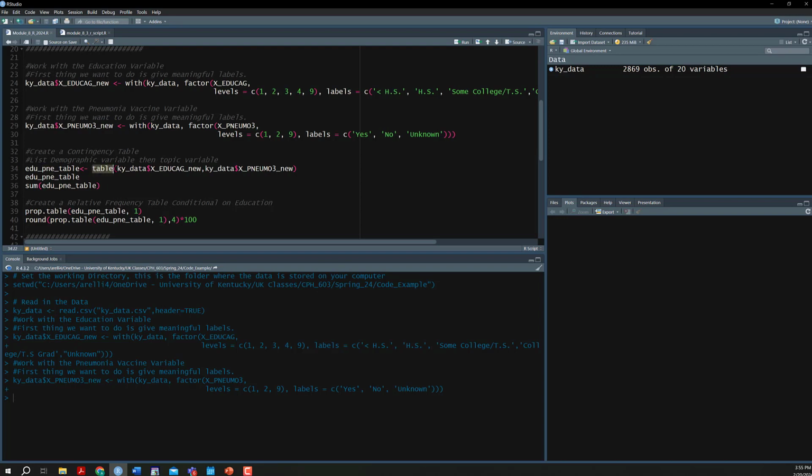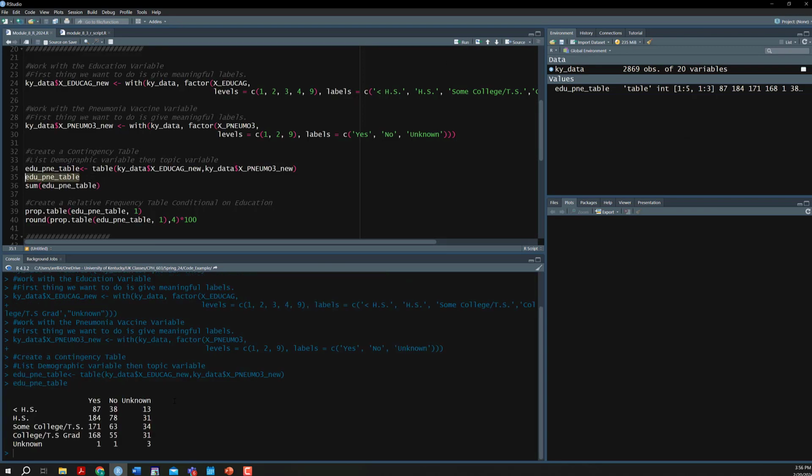Then I'm going to call the table function. What I've done here is call that new education variable from my data set, comma, the new pneumonia vaccine variable from my data set. When you do this, you'll list the demographic variable and then the topic variable. Once I run this, it creates the table. We can see the table appear up here. To actually see the table, I run the name of the table. And so here is our contingency table.